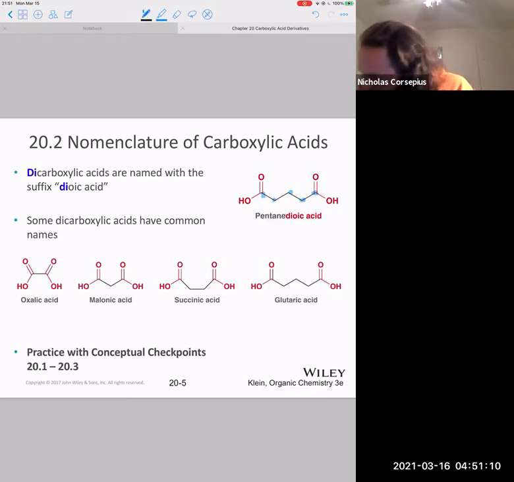The real reason they do this is so that you don't have two consonants sticking next to each other. So you just stick that E on there as well. So this is pentane dioic acid. And again, notice that we don't have to specify locations because we know they're just going to be on either end of this parent chain. Again, some dicarboxylic acids have common names. I'm not going to expect you to have them memorized, but I want to keep them here in the lecture notes for when it comes time to the Wiley Plus homework. Okay.